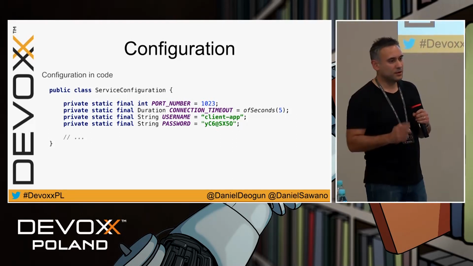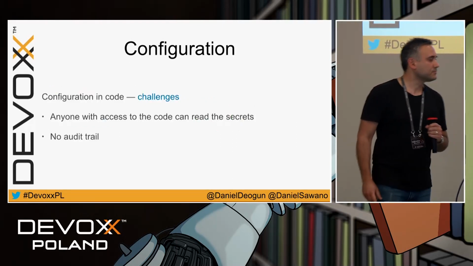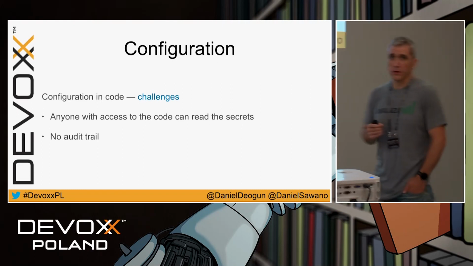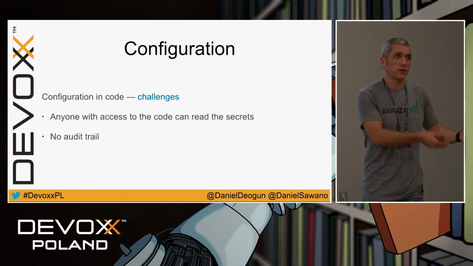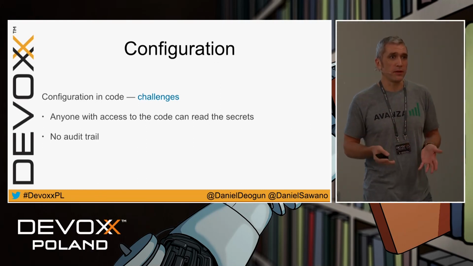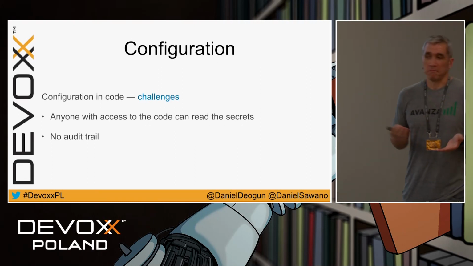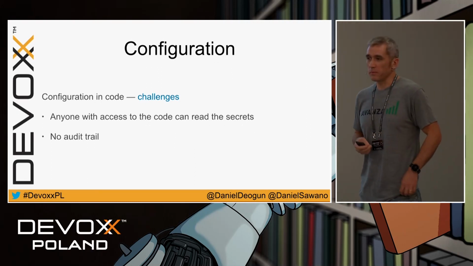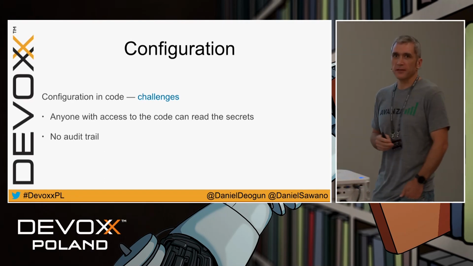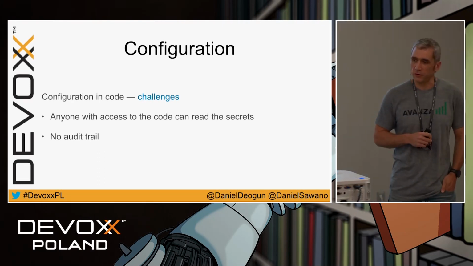Yeah. Okay, so what are the challenges? Well, the challenges are that since you're putting it in the code, anyone with access to, I don't know, Git or Subversion will be able to read this password, right? Right. Should everyone be able to read it? Probably not, but you can't access restrict a single file in Git, for example.